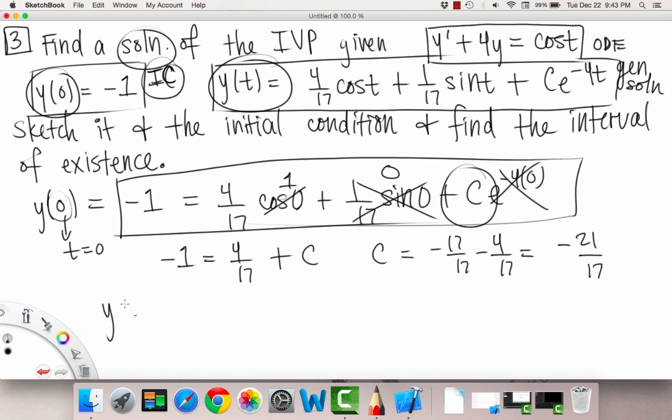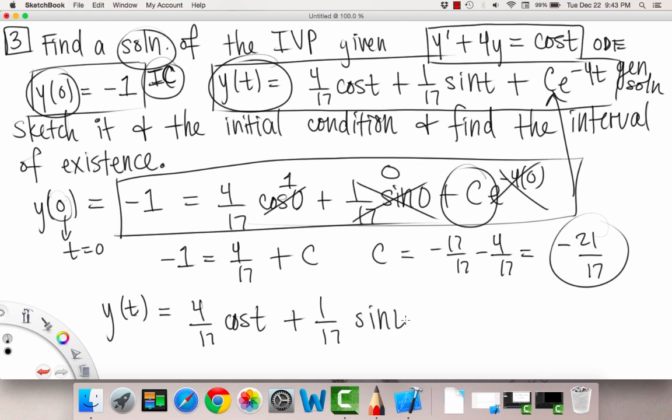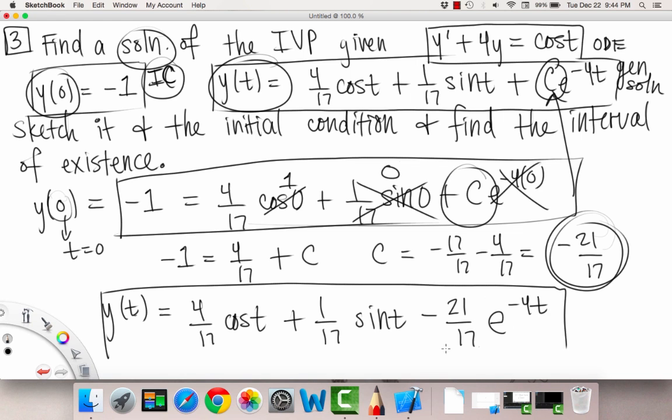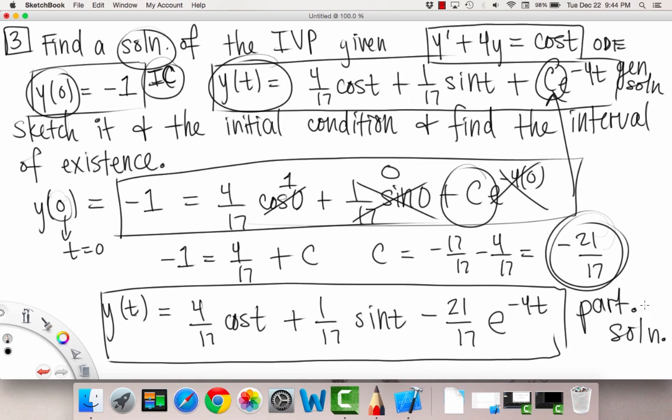In order to find our particular solution, we just plug that back in for our c. So now we have y of t is equal to 4 over 17 cosine t, and so on. We're just going to copy down our entire general solution, and the only change is plugging in the specific number we just found for c. So -21 over 17 goes there, and we have our e to the -4t here. And this right here that I'm boxing is finally our particular solution. So I'll label it particular solution. All right, that was the first part of our problem.